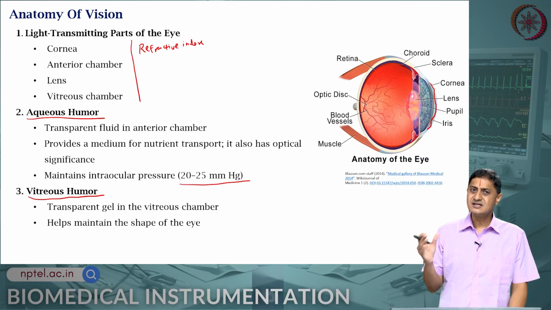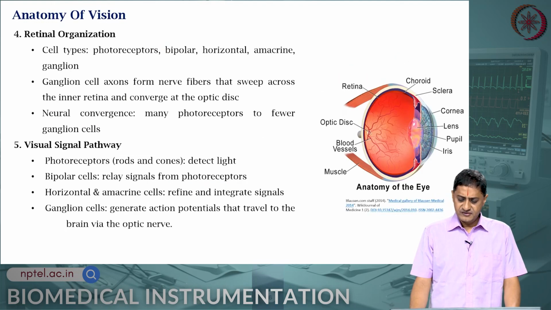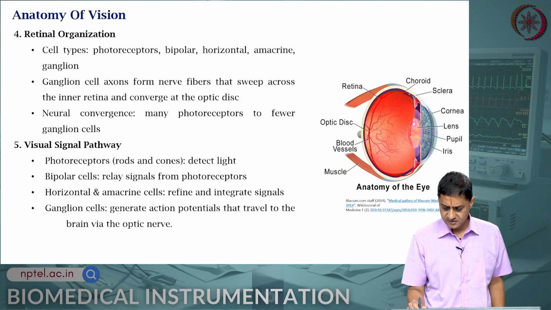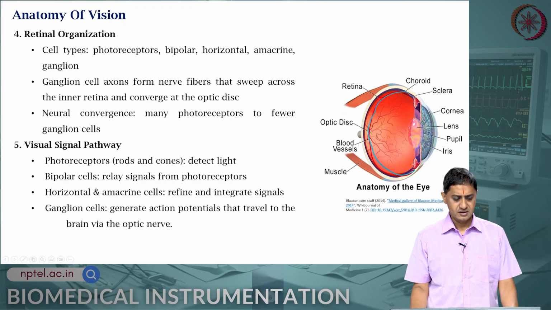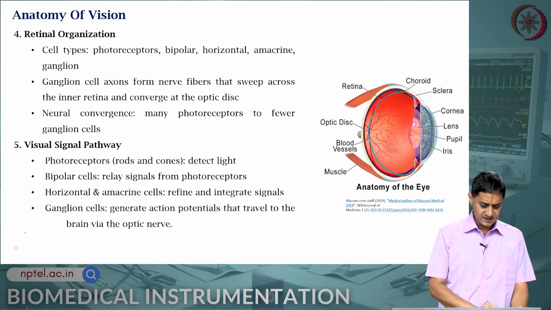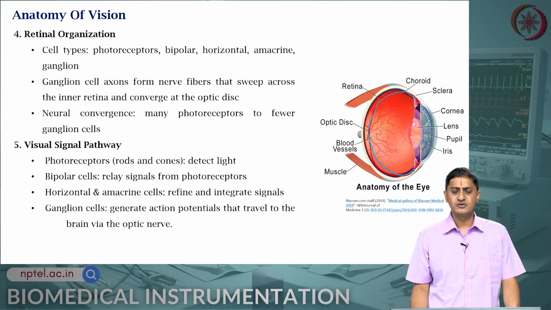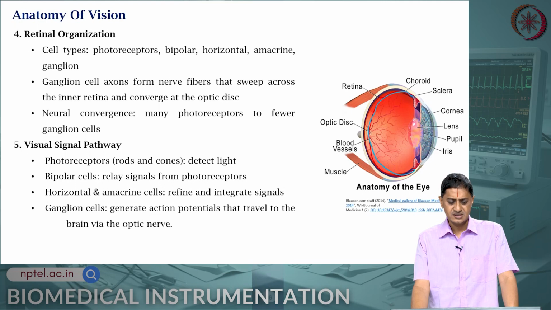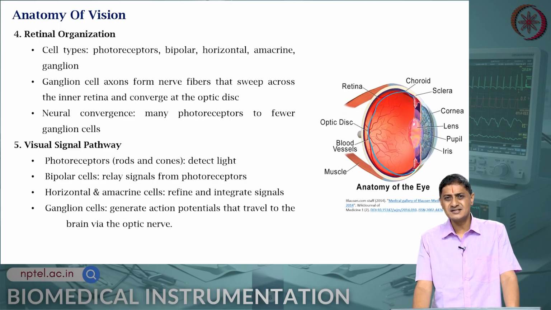The vitreous humor is present in the vitreous chamber, which is posterior to the lens, and it helps to maintain the shape of the eye. This is the retina itself, and it contains various types of cells. Critically, it contains the photoreceptors. What are the photoreceptors? We know the photoreceptors, rods and cones, those that are responsible for detection of light. And there are other cells, essentially interneurons: horizontal cells, bipolar cells, amacrine cells and ganglion cells.